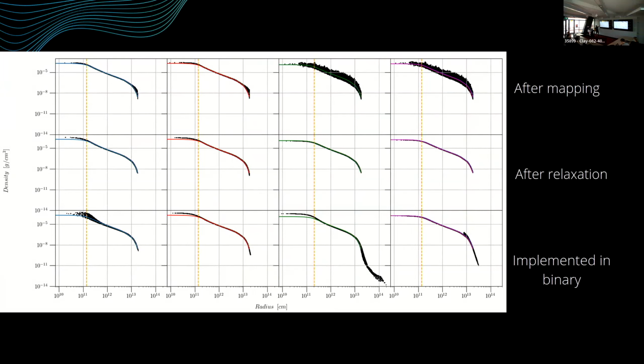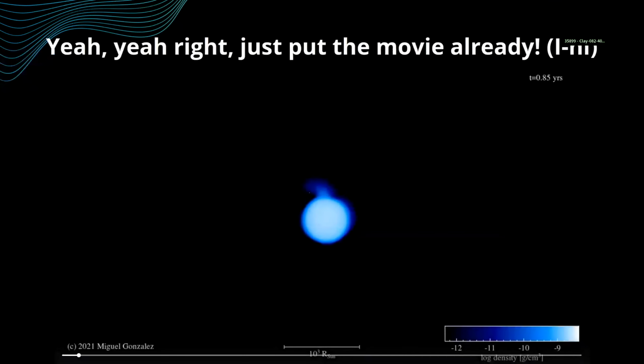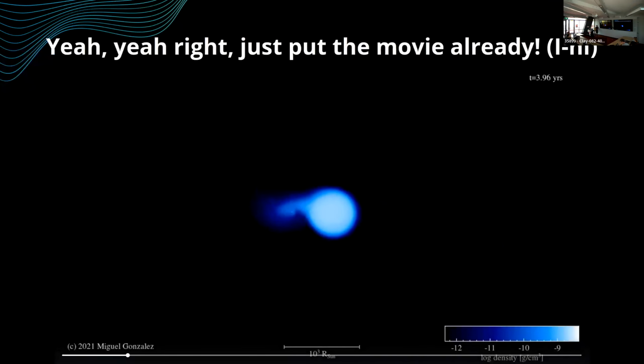After mapping, you notice that there's a lot of noise in these models. It is because, like Mike mentioned before, instead of using geometric lattice patterns, you use a random one. That's why it looks a little bit noisy. But after relaxation, the mapping with the relaxomatic, you have a fairly stable and pretty good model to use in the binary, right? Okay, yeah, whatever. Nobody cares about that, right?